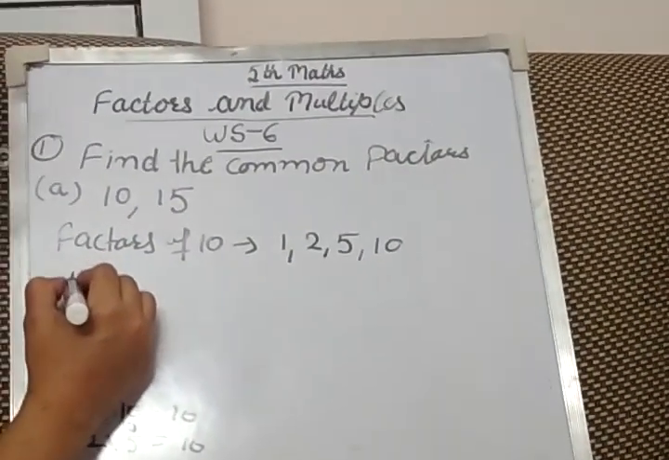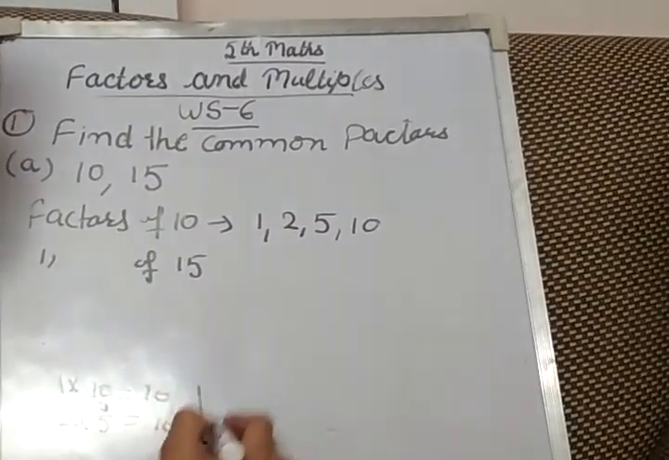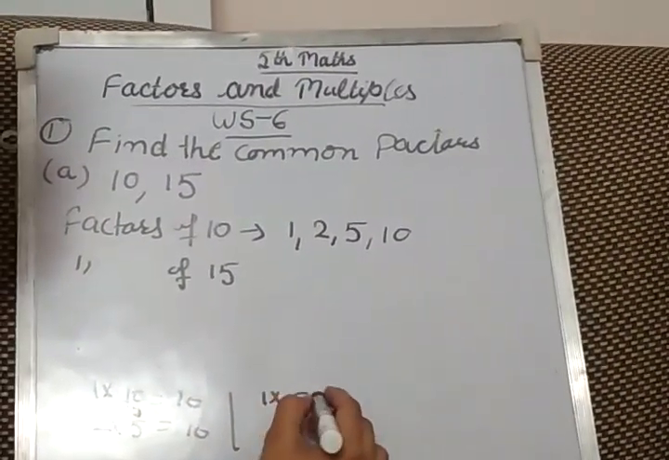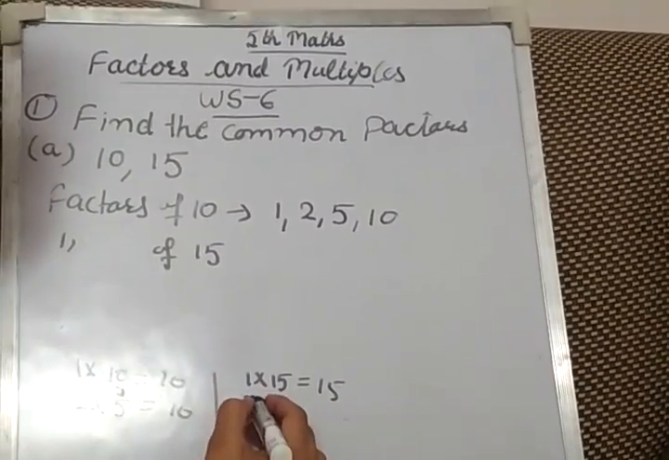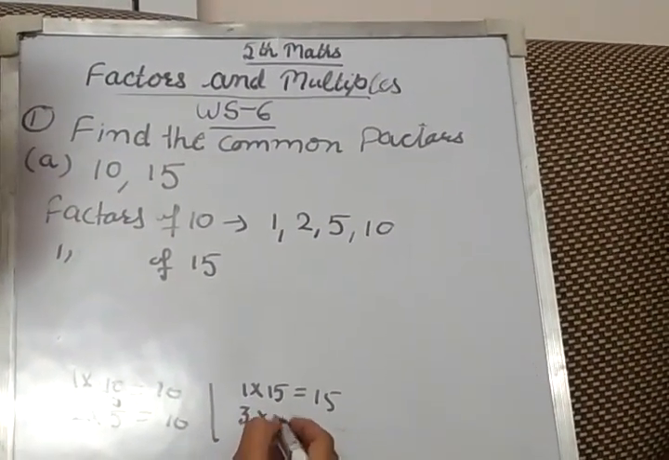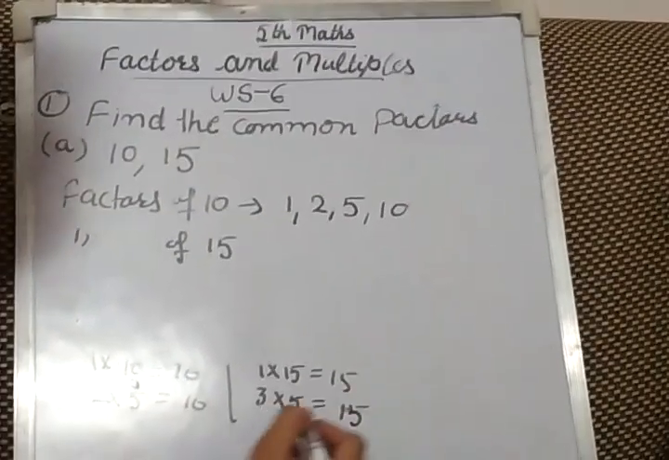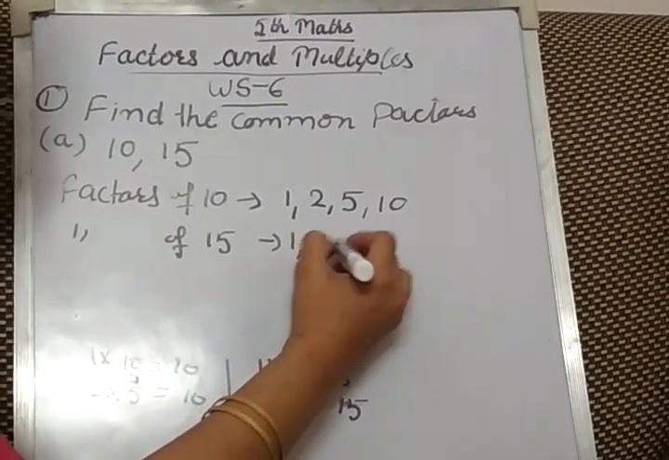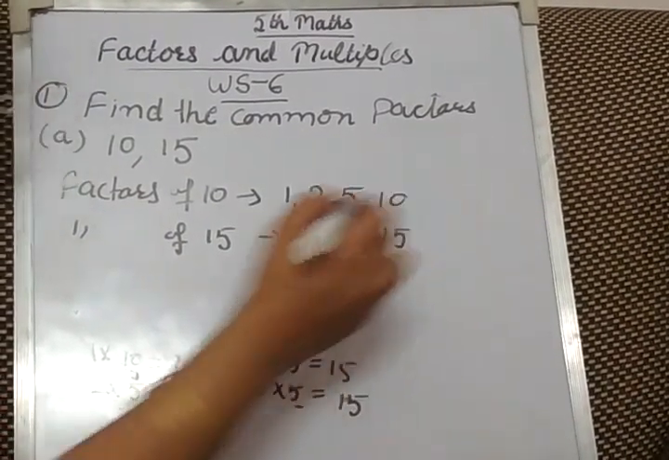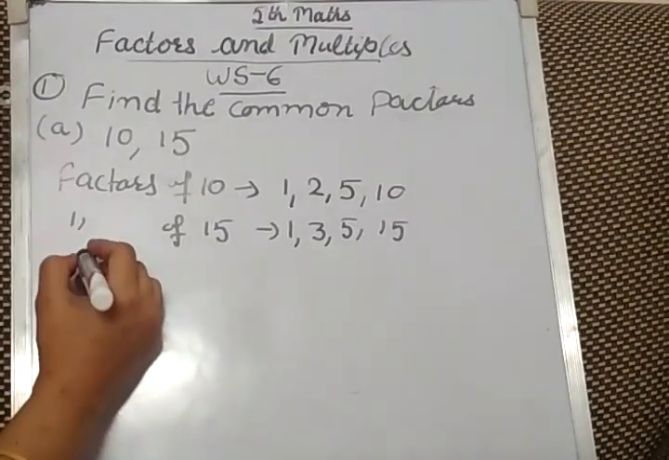Similarly, you can write the factors of 15. It means 1 into 15. 15 does not come on the table of 2. On the table of 3, 15 comes after the 5: 3 into 5 is 15. Now on the table of 4 it does not come, and on 5 it has already come. It means 1, 3, 5 and 15. These are the factors. Now you have to find the common factors.